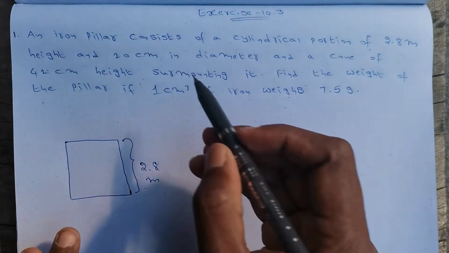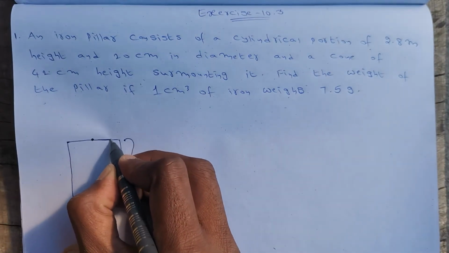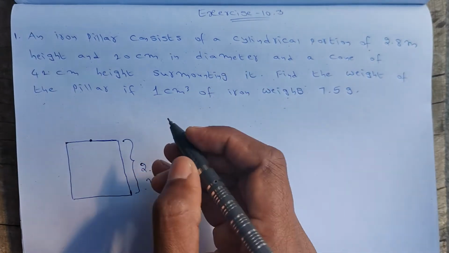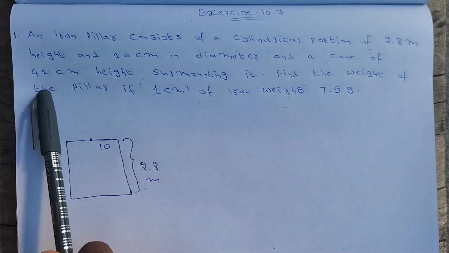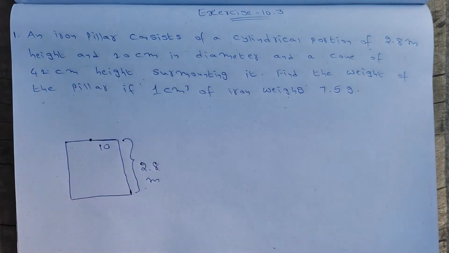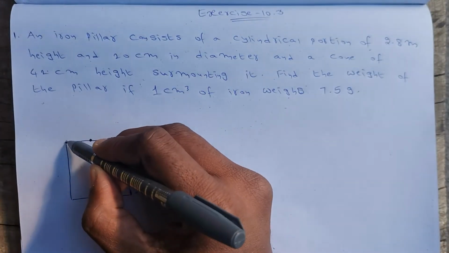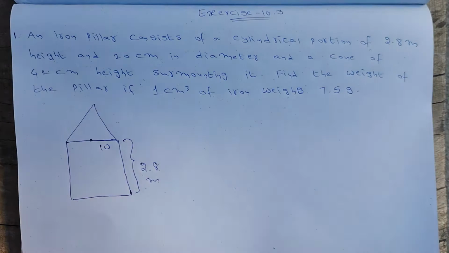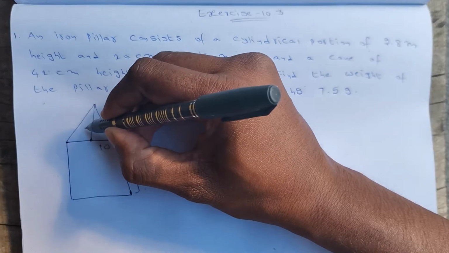Okay, next. Here diameter is 20 centimeters. Diameter of the cylinder is 20, means obviously radius will be half of 20, that is 10 centimeters. And a cone of 42 centimeter height surmounting it. So it means on the top of the cylinder we have one conical shape. That conical shape height is given as 42 centimeters.